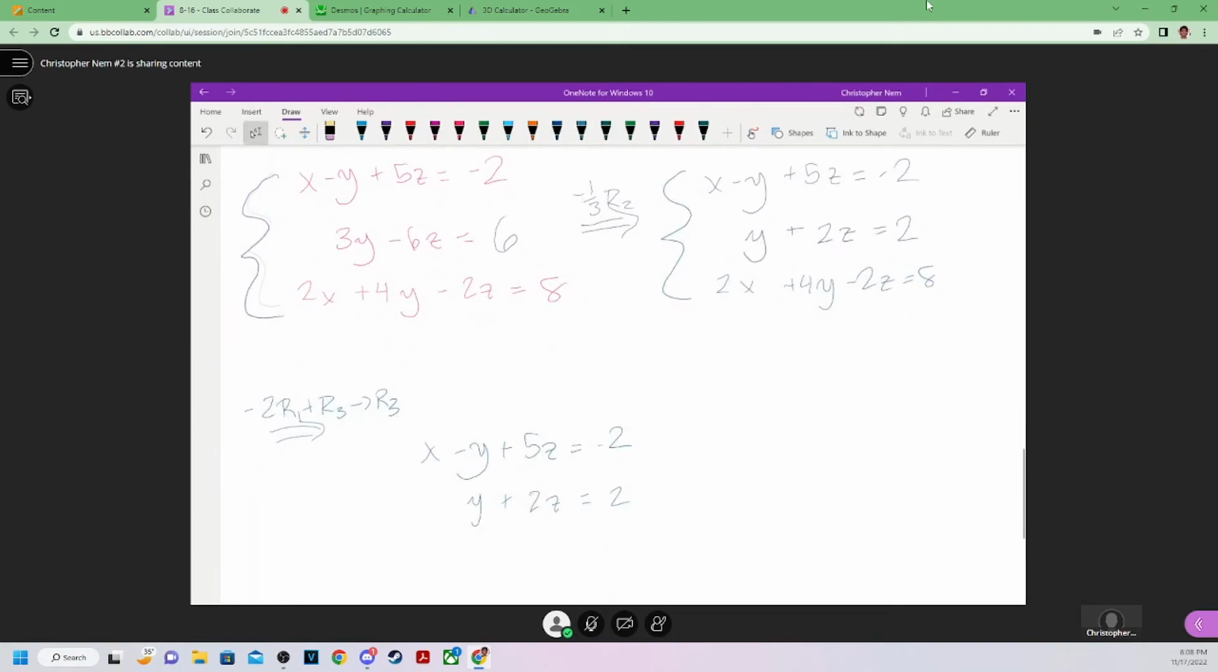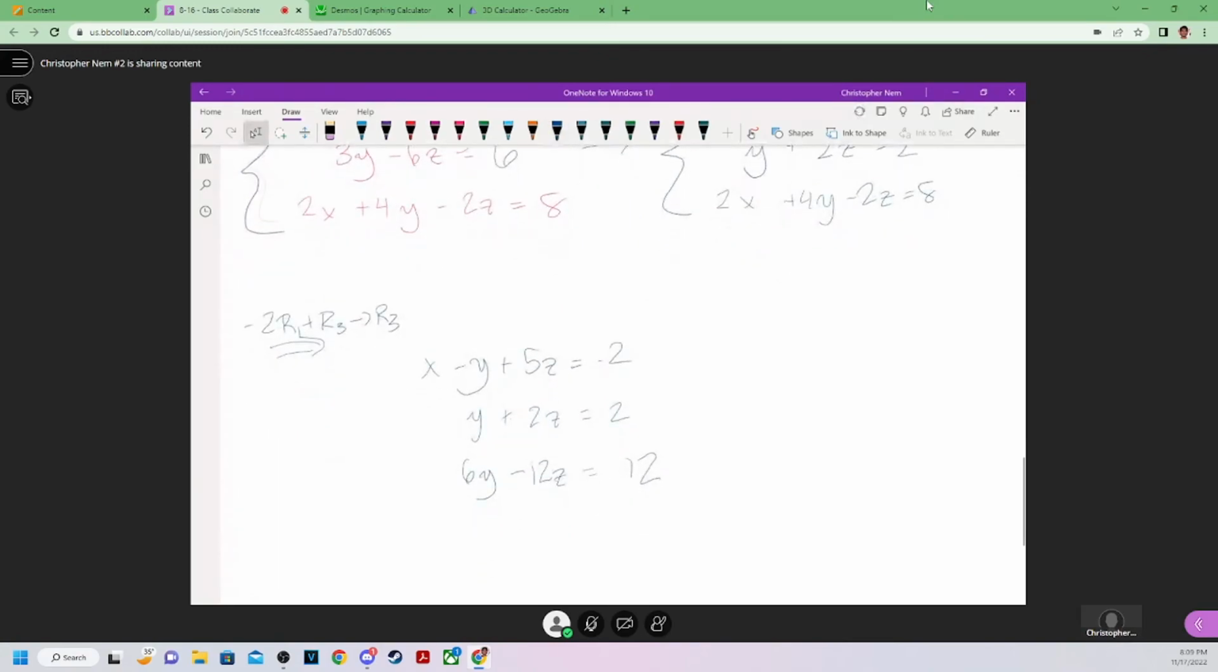Let's see. So the x's are gone. Then I got positive 2y plus 4y. That's 6y. And then negative 2 times 5z, that's negative 10z plus negative 2. That is 8z equals, and then negative 2 times negative 2, that's positive 4 plus 8 is 12. I want to see if I did everything right. This should have been a minus 12z right here, because negative 2 times 5z, that's negative 10z, plus negative 2z, that's negative 12z.